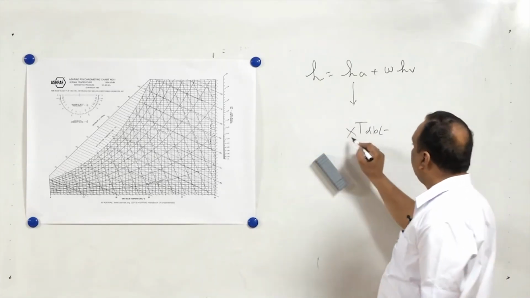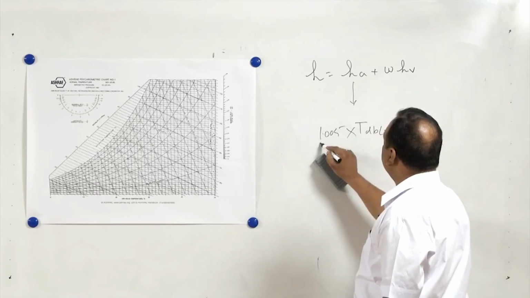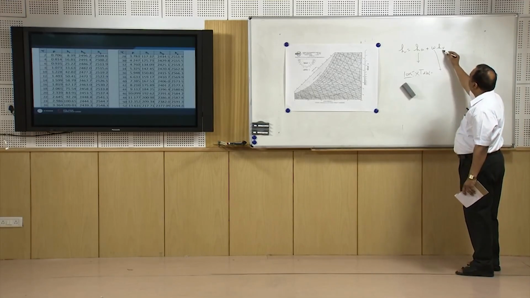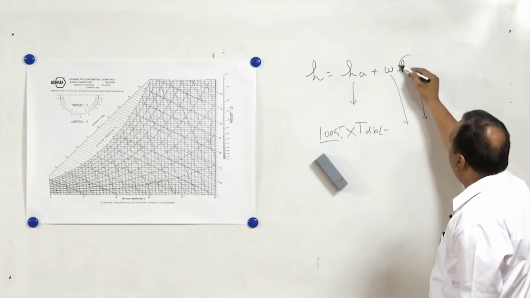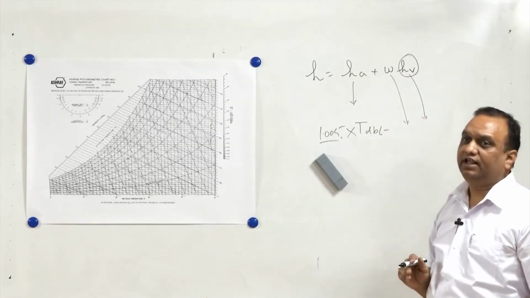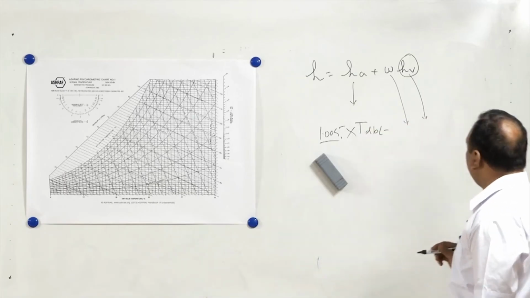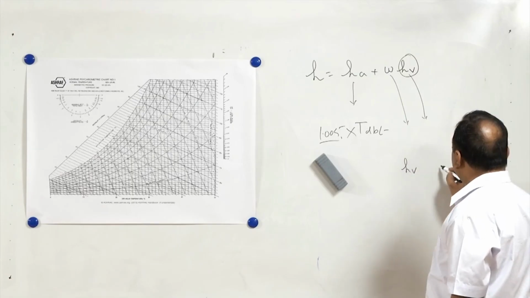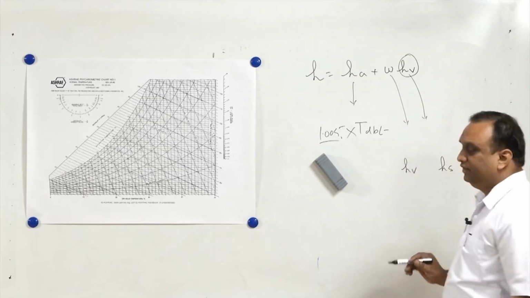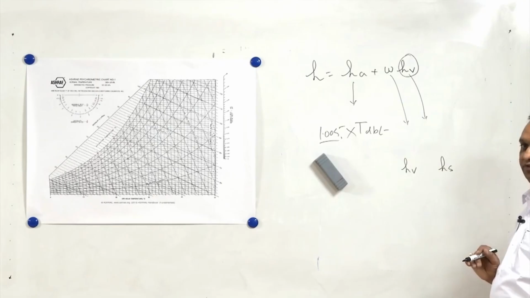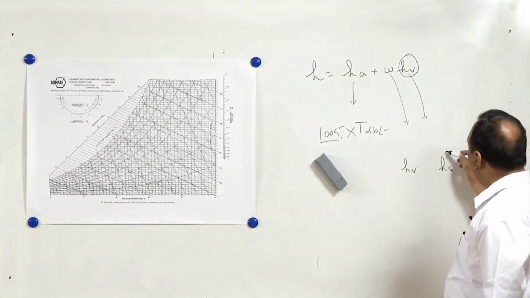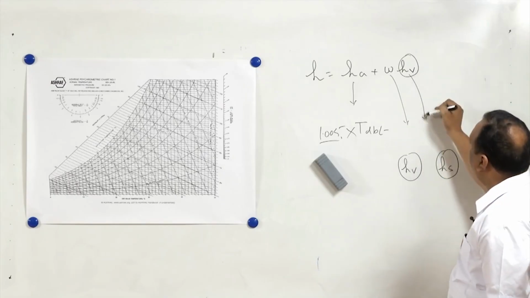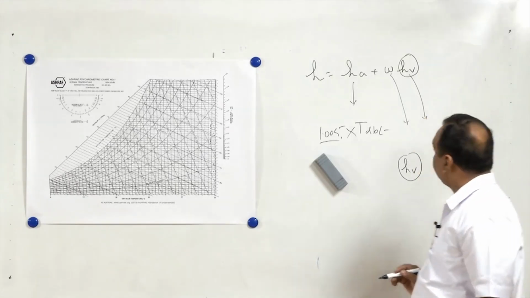Or if you wish you can also take 1.005, this is the specific heat of air. Now specific humidity is with us. Now for this enthalpy of vapor, we are considering saturated vapor enthalpy here, because if you look at the value of saturated vapor enthalpy and the enthalpy of superheated vapor, there is not much difference. So for the sake of convenience, instead of taking the enthalpy of superheated steam, the enthalpy of saturated vapor is taken here and it is multiplied by omega.